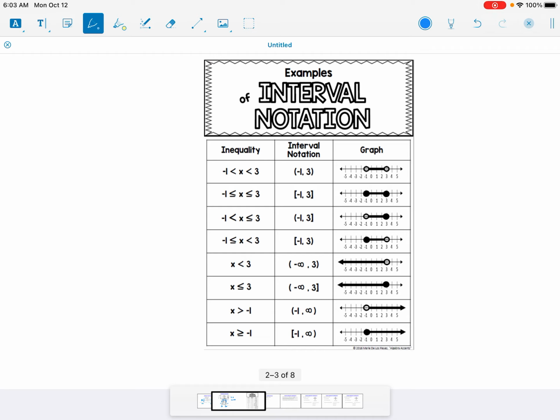And here we have just a few examples. Why don't you go ahead and pause the video so that you can look at these.